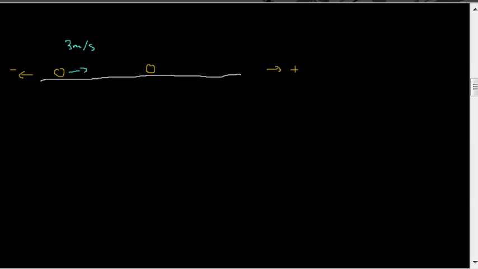So the ball goes faster and faster, and after a few seconds its speed has increased to maybe 9 meters per second. Let's say this happened in 2 seconds. So in 2 seconds the ball sped up from 3 meters per second to 9 meters per second.